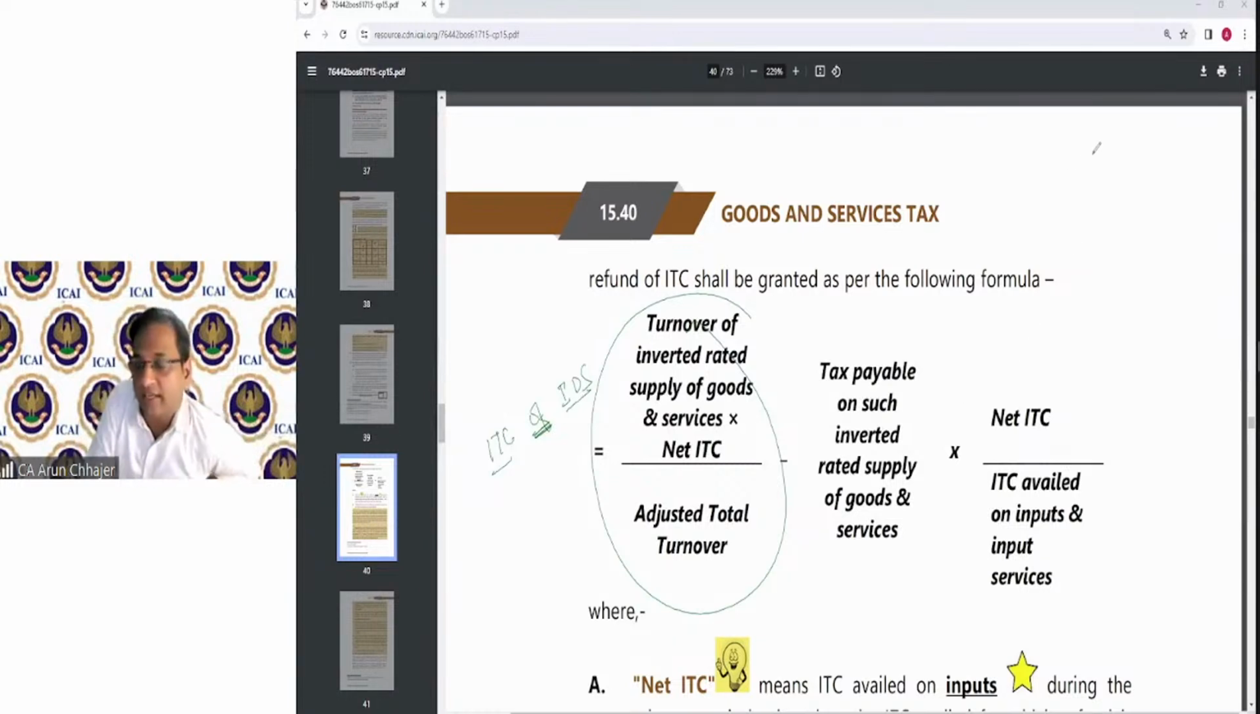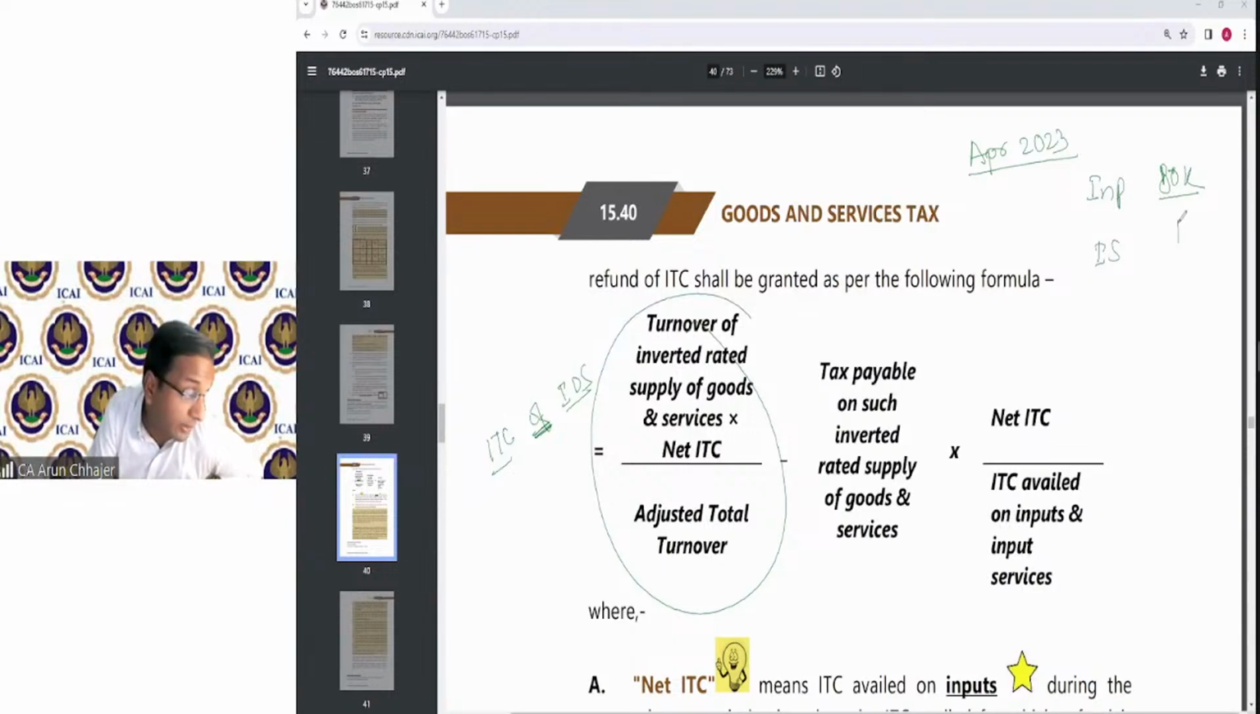So what is 1 lakh? I have assumed that I am making the refund application for April 2023. In April 2023, I have the ITC of 80,000 from input, and I have the ITC of input service.